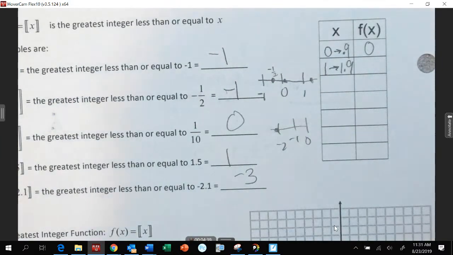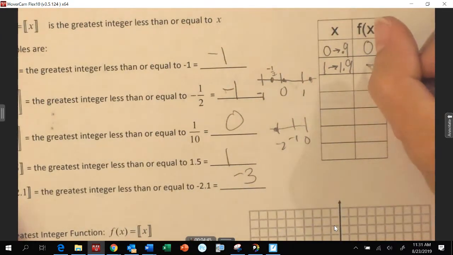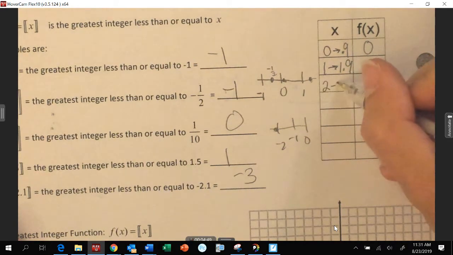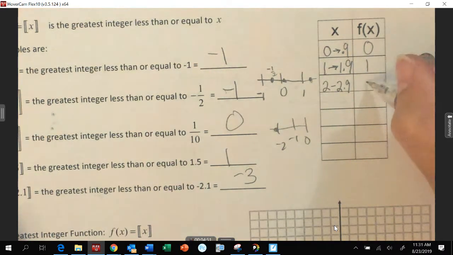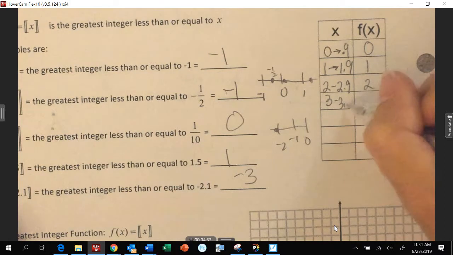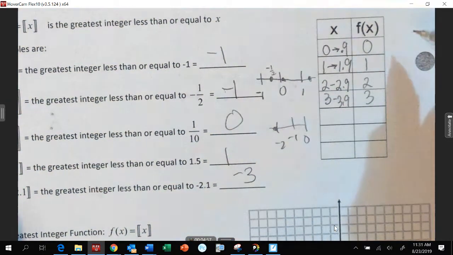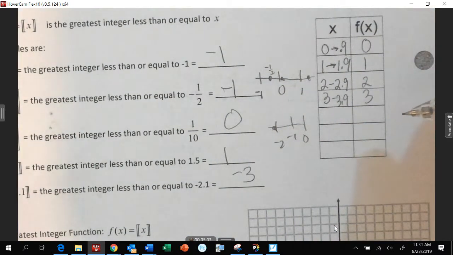What number would that be? That's going to be 1 because we're going down to the integer. We're going to the less than or equal to. So now we can maybe follow a pattern. Anything from 2 to 2.9 is what? 2. Anything from 3 to 3.9 is 3. So anything that falls in that range is going to have that integer. You can put negatives in there as well, but I'm just going to do the negatives by following patterns when I graph them.